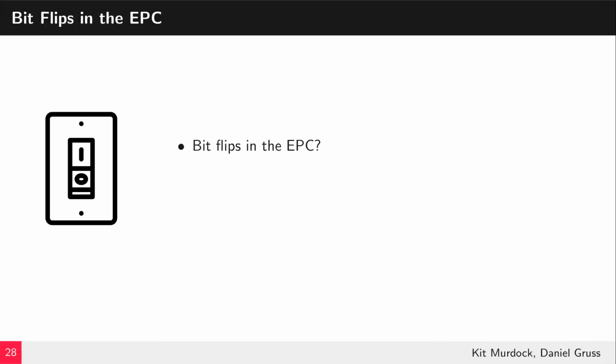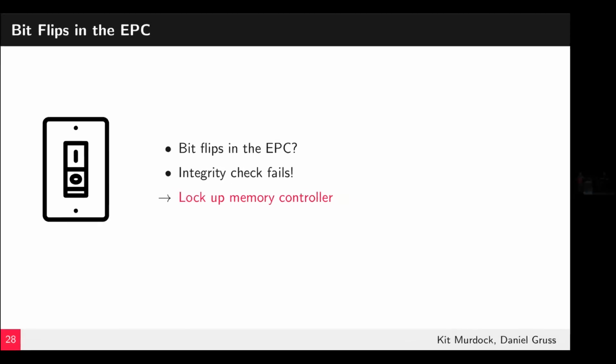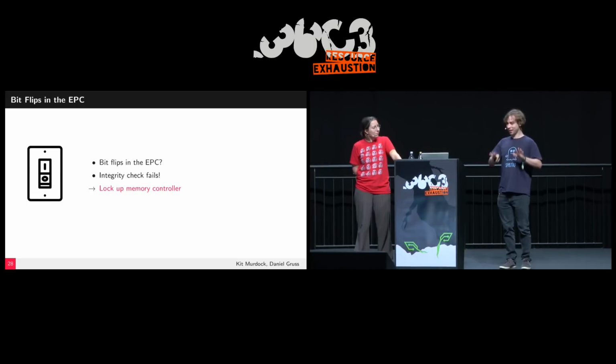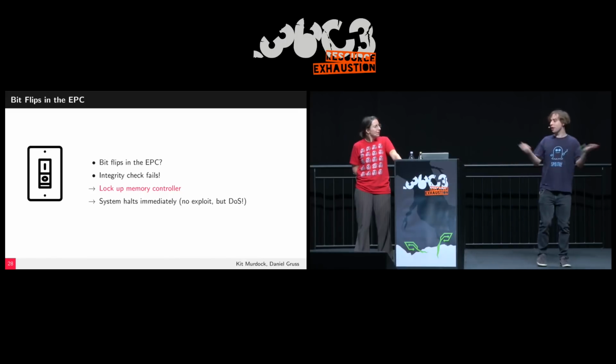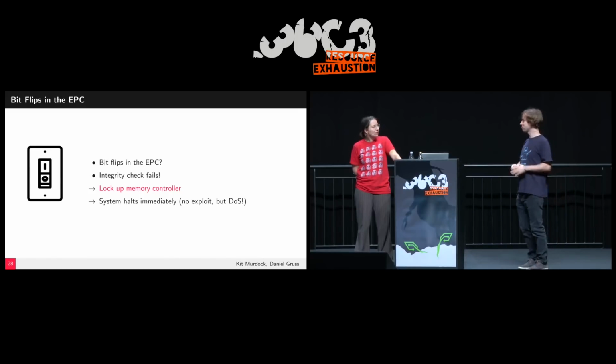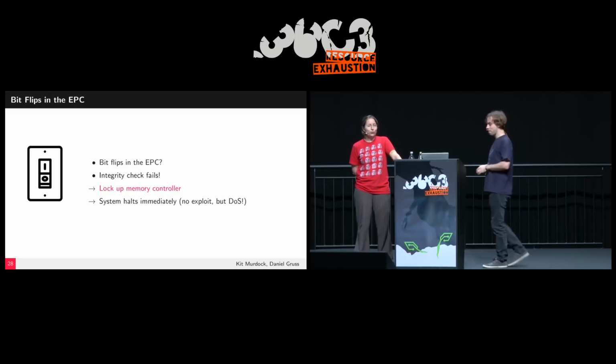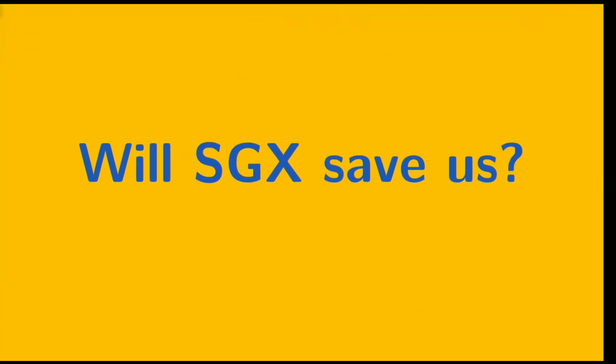Quite bad. So what happens if we have bit flips in the EPC? Good question. We tried that. The integrity check fails. It locks up the memory controller, which means no further memory accesses whatsoever run through this system. Everything stays where it is, and the system halts, basically. It's no exploit, it's just denial of service. Ah, so maybe SGX can save us.